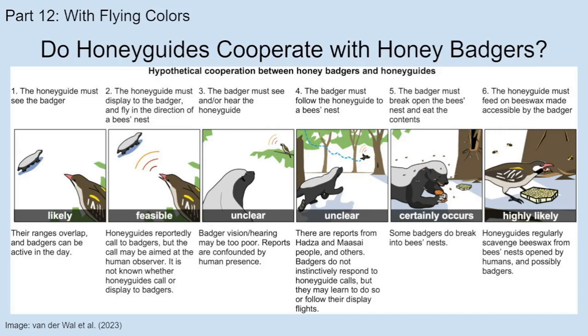And then the honey badger needs to know to follow the honey guide to a bee's nest. We don't know whether this happens or not, but people have done experiments like playing honey guide calls to honey badgers, and the honey badgers don't seem to react to this. However, the authors point out something I think is really important, and that is we know that honey badgers learn how to forage in many respects by learning how to do it. So a lot of their foraging is not instinctive.